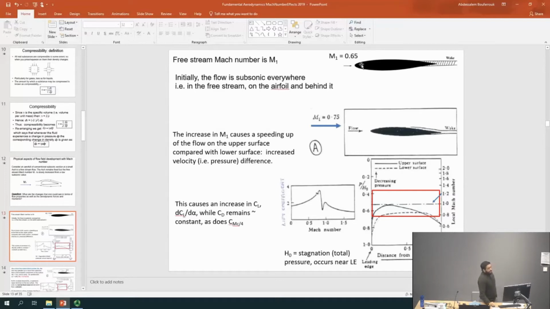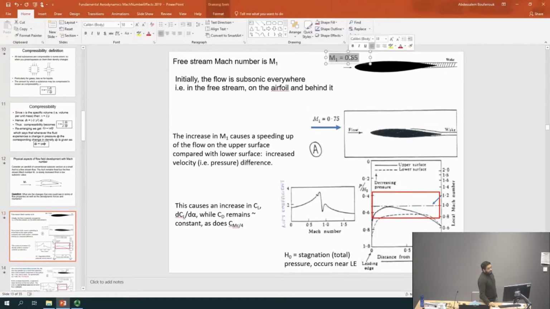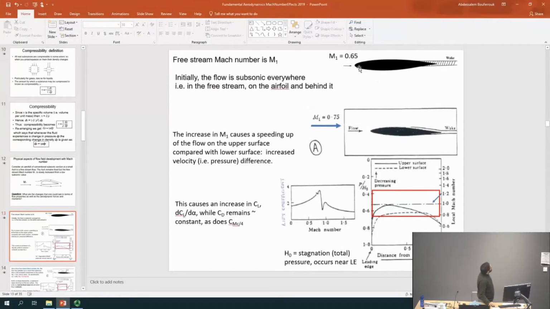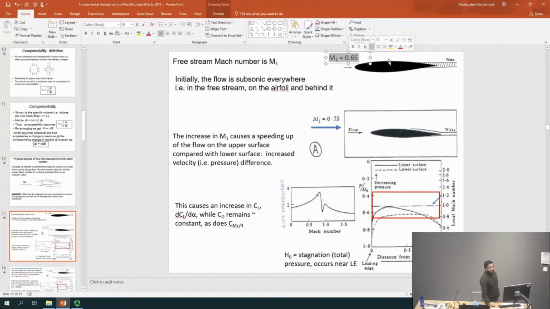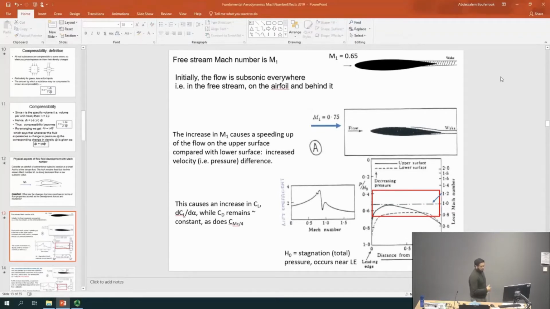Initially, typically for this Mach number, for this airfoil, remember it doesn't have to be for all airfoils. Some airfoils might have a slightly different flow field for this particular Mach number, but this is an illustration. Anyway, initially everything is subsonic. You will find that the flow around the airfoil itself, locally, top and bottom, is also subsonic from the leading edge to the trailing edge.